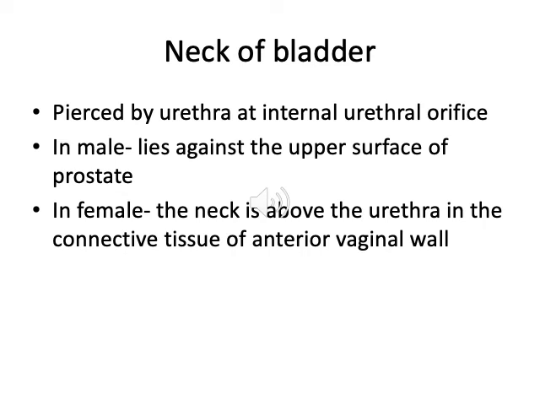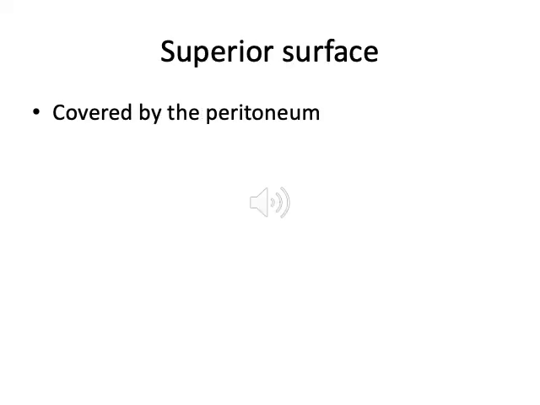The neck of the bladder is formed by the convergence of the fundus and the two inferolateral surfaces, which is continuous with the urethra. In males, it lies against the upper surface of the prostate, and in females, the neck is above the urethra in the connective tissue of the anterior vaginal wall. The superior surface of the bladder is covered by the peritoneum.